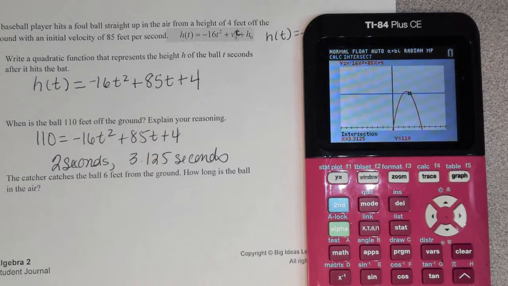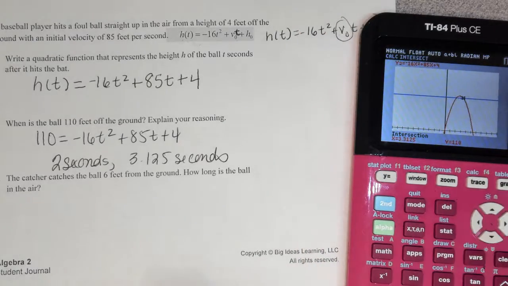How would that be the case? Why do I get two answers there? Yeah, it's got to go up and it's got to go down. So we're going to have two of them, 2 times. All right, let's go on to the last one.